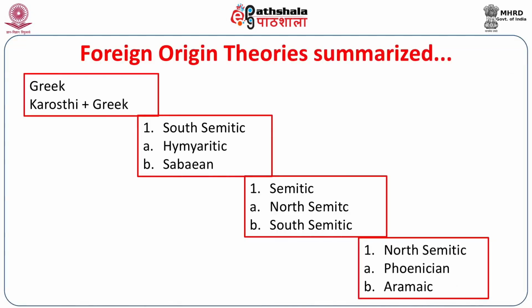We still do not know how Brahmi originated, but if we are to summarize the theories on the origin of Brahmi, this is the scenario. We have, on one hand, a set of two theories. One is an origin from Greek, and then a theory of origin from Kharoshthi via Greek. Then we have the South Semitic and the North Semitic groups, which are again divided into Himyaritic and Sabian, and the North Semitic into Phoenician and Aramaic.